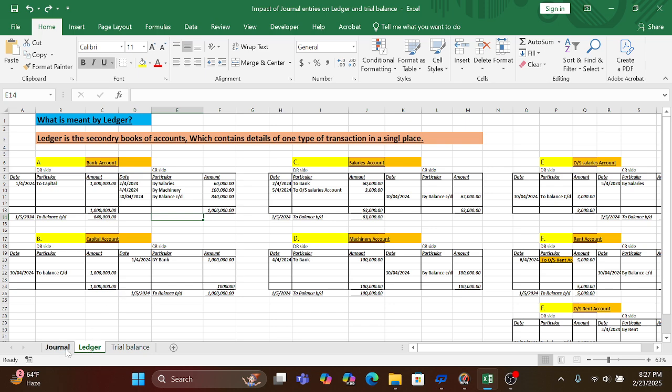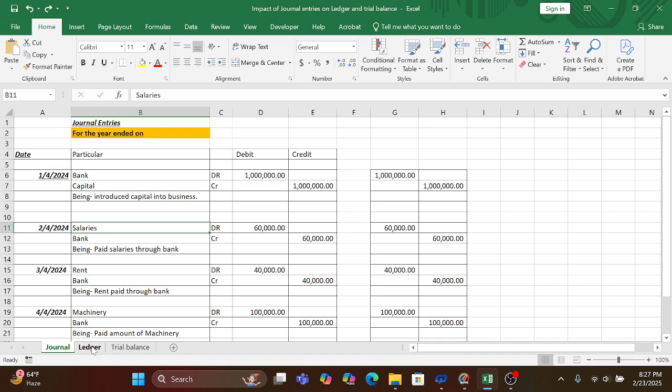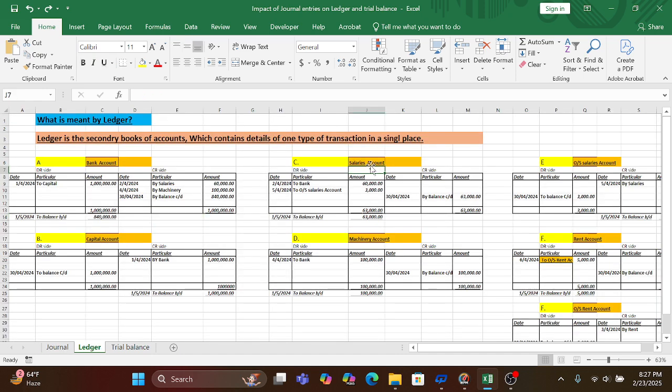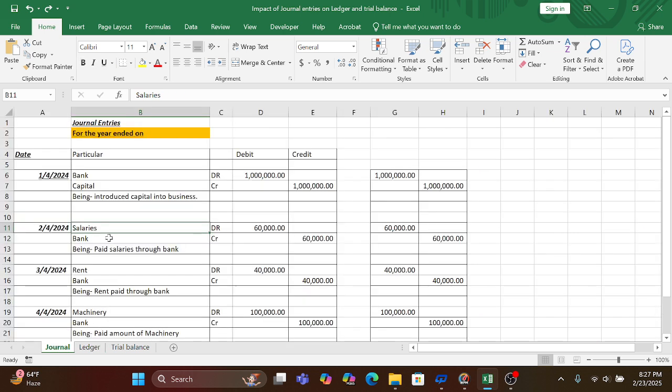So here we have to prepare the salary account and we have to prepare the bank account, but we have already prepared the bank account, so we don't need to prepare it again. For the salary account, if you see, salary is a debit and bank is in credit, that is the 'to' side, and salary is on the 'by' side. The upper side is called the 'by' side and the lower side is the 'to' side.